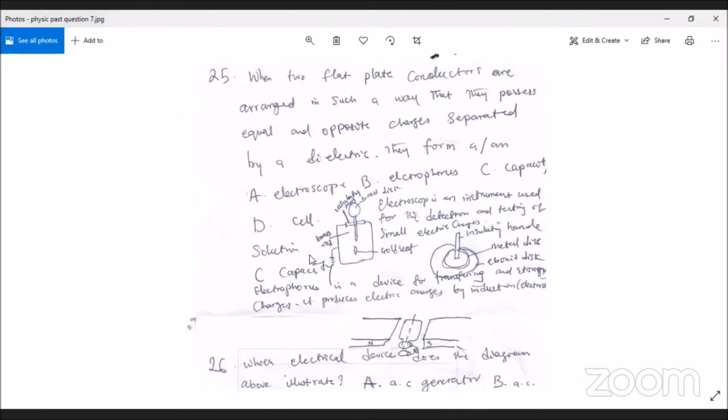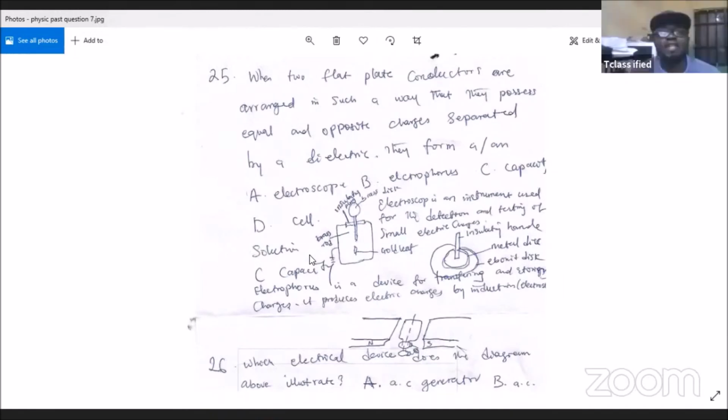I can see. Okay. When two flat plate conductors are arranged in such a way that they possess equal and opposite charges and are separated by a dielectric, they form what? Option A, electroscope, B, electrophorus, C, capacitor, D, cell.